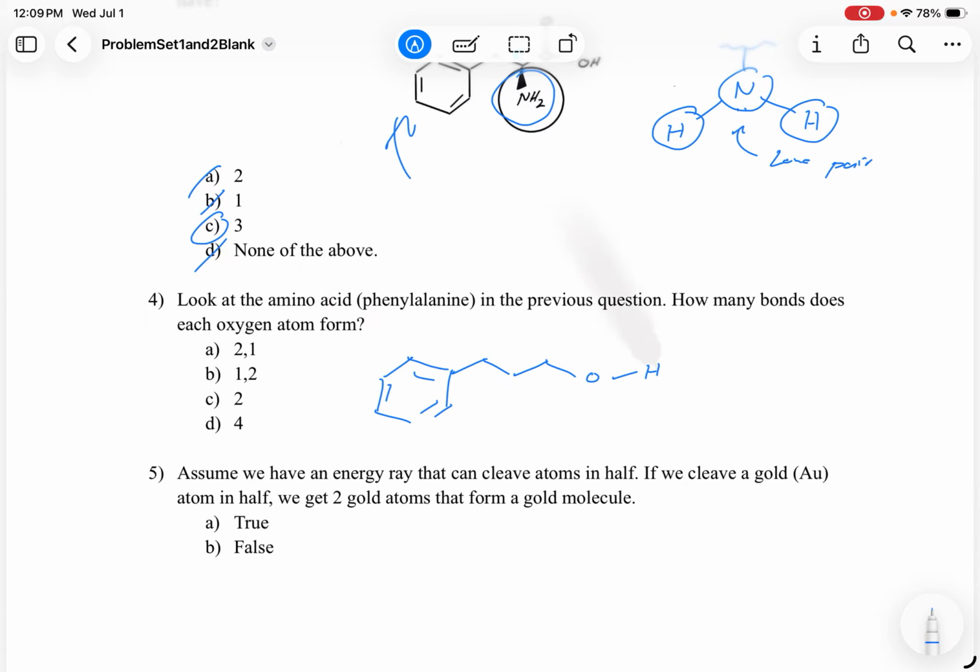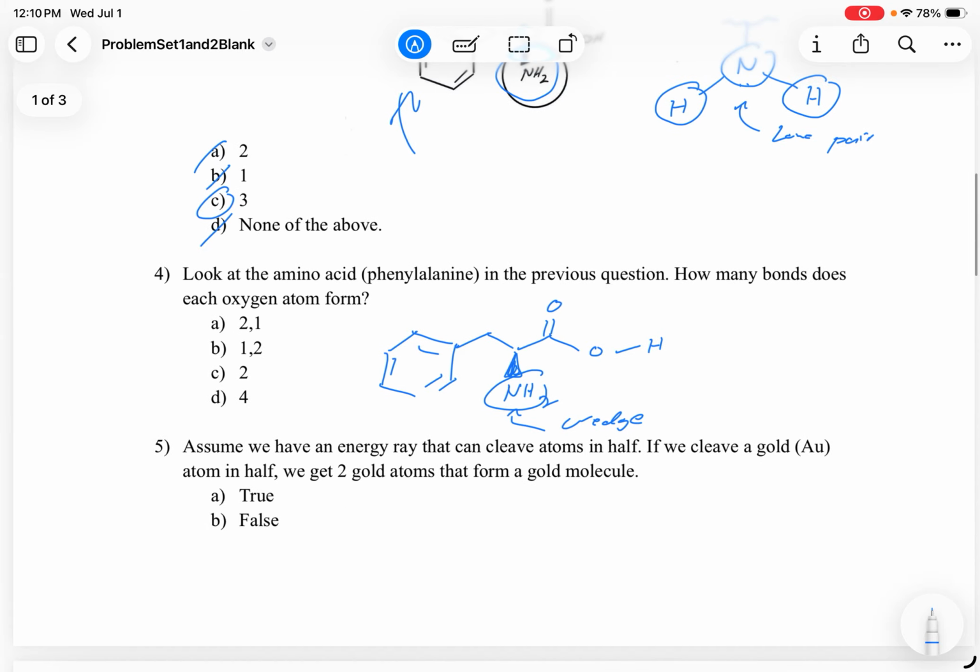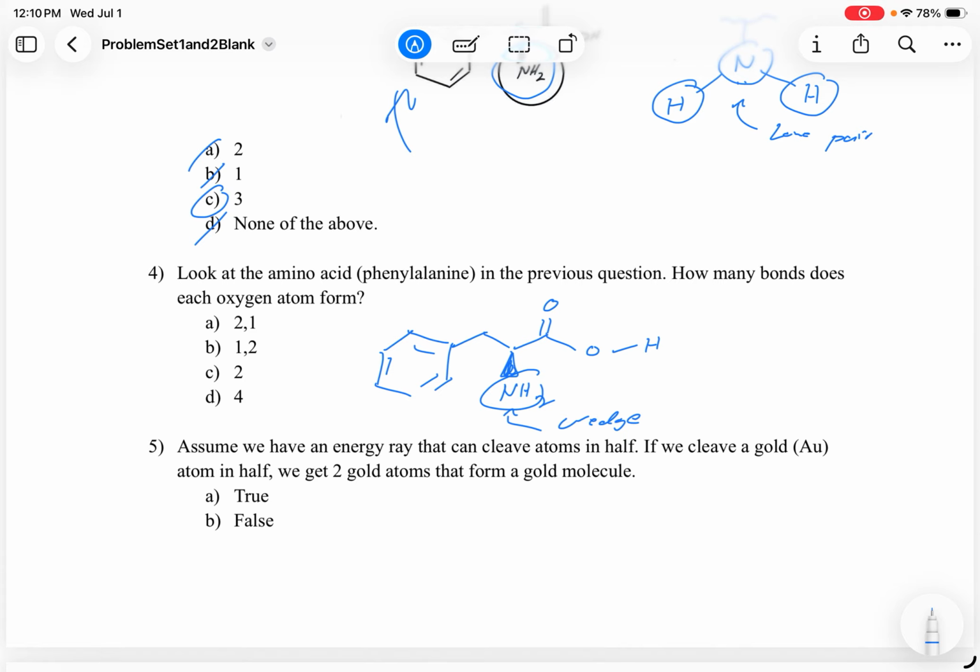And I'm going to rewrite it this way. Okay, so how many bonds does each oxygen atom form? Well, let's see. The amino group. By the way, the dark wedge means that the amino group is actually pointing towards you, so it's pointing out of the page. So that's what it means. And that's just an FYI again, not that important for this problem. Okay, how many bonds does each oxygen atom form?